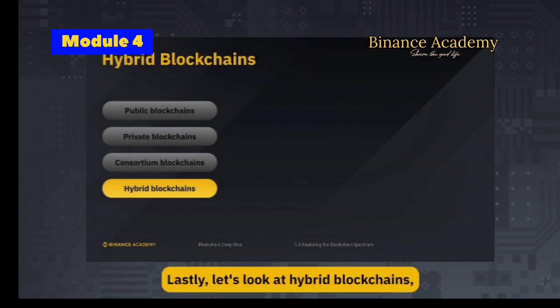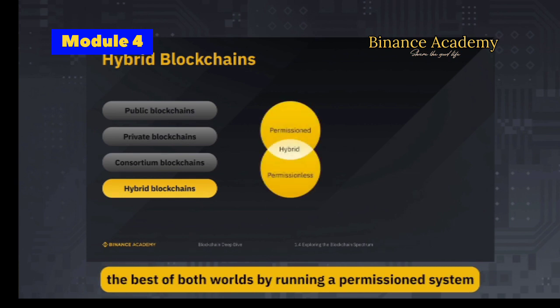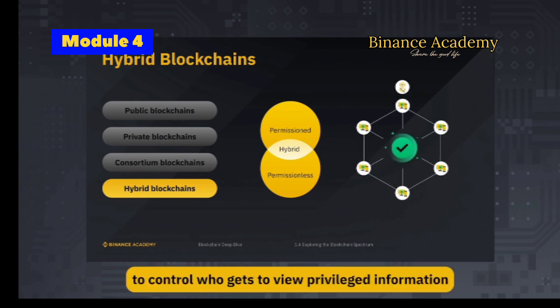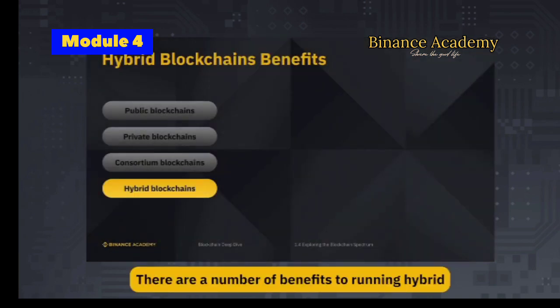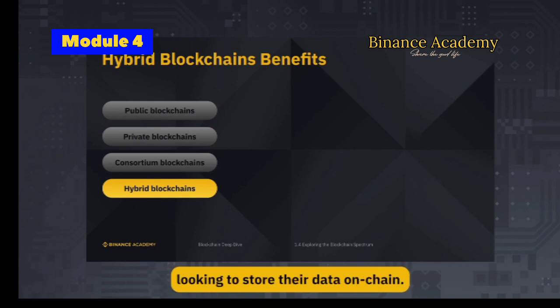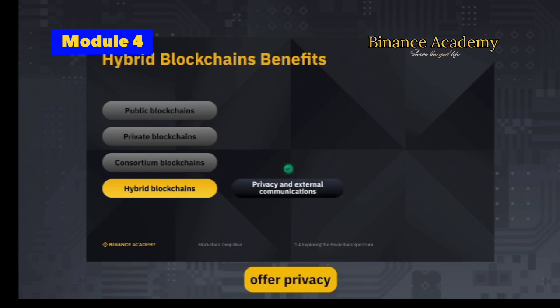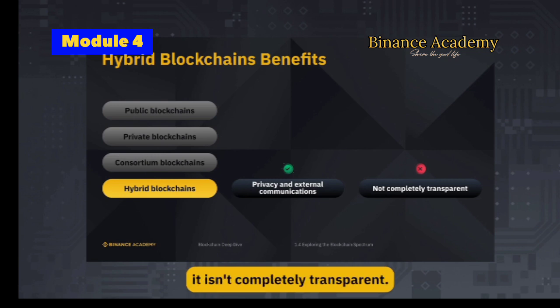Lastly, let's look at hybrid blockchains, which are designed to offer organizations the best of both worlds by running a permissioned system alongside a permissionless system. Both networks work together to control who gets to view privileged information while allowing other information to be seen publicly. There are a number of benefits to running hybrid blockchain systems that make this method attractive to organizations looking to store their data on-chain. Running a closed ecosystem means hybrid blockchains offer privacy while maintaining communication with external parties. However, running part of a blockchain privately also means the data stored on it isn't completely transparent.